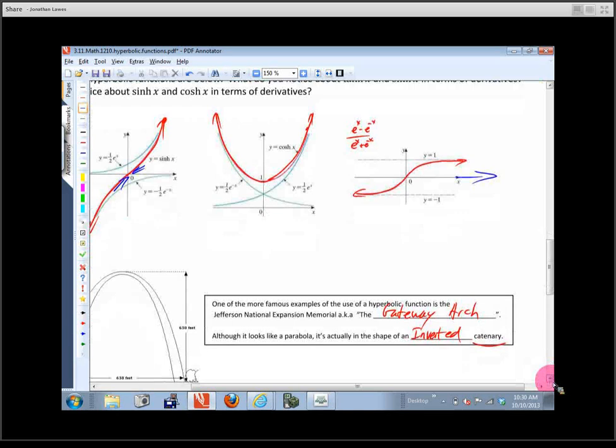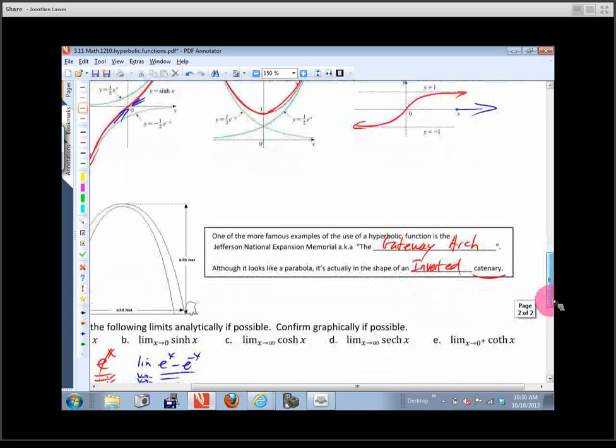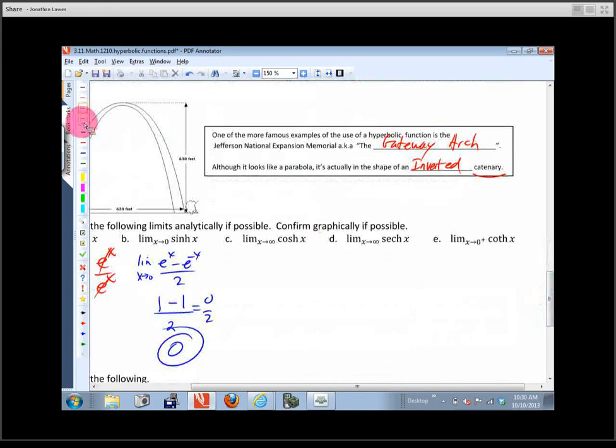Okay, let's do the next one graphically. Let's look at it and then let's confirm it algebraically or analytically. The next one is the limit for the cosh function as x goes to positive infinity, right? What's the answer going to be? Positive infinity. Okay, let's come down here and let's take a look and see if we can confirm this.